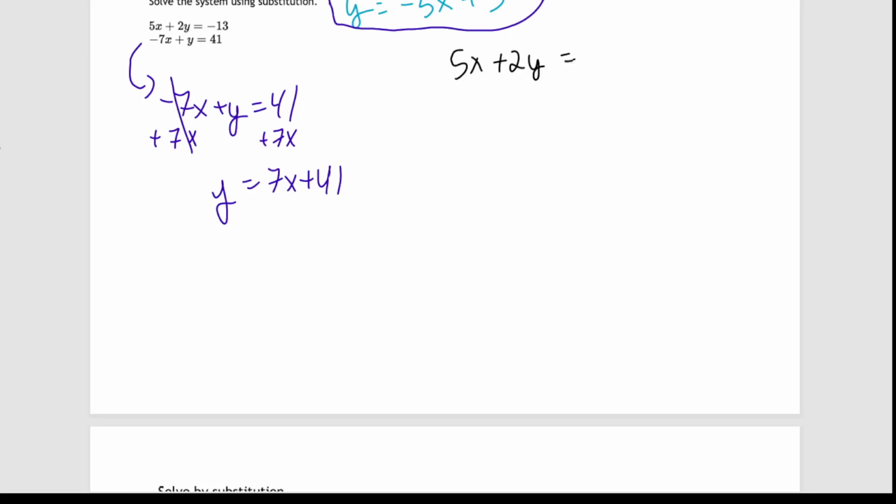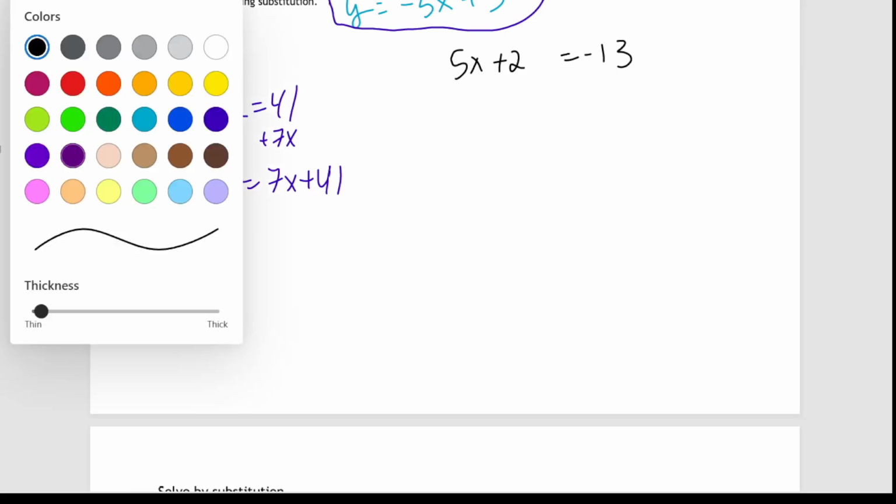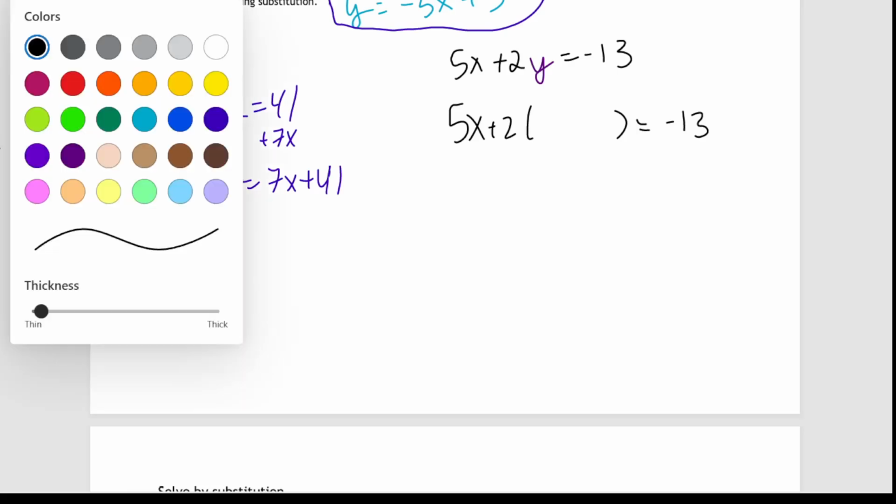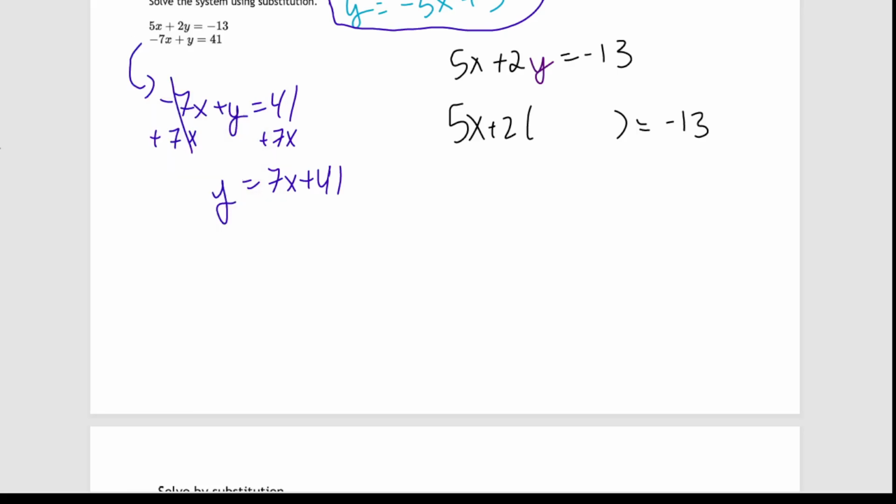and that gives me something that in the first equation, 5x plus 2y equals negative 13, I now have a value I can substitute in for y. And I'm also going to just, for illustration purposes, rewrite y also as purple. So the 5x plus 2 times something that y is equal to is negative 13, and then I'm going to replace y with that 7x plus 41.